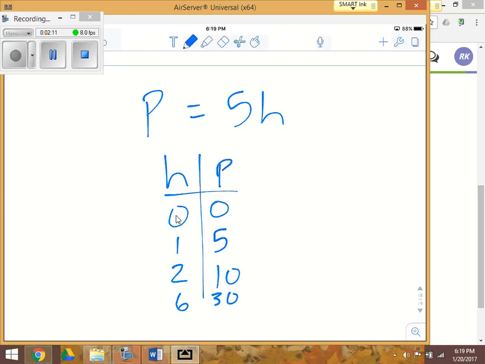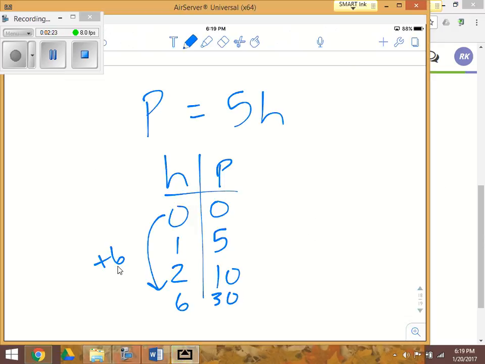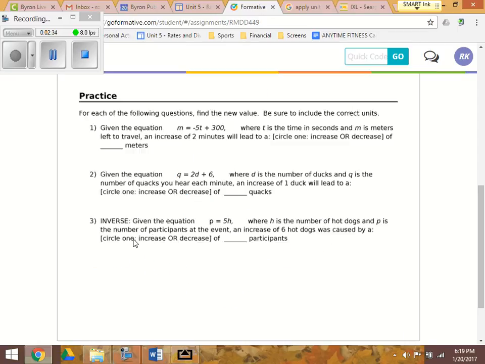Okay. So from 0 to 6, we have an increase of 6 hot dogs. That is what the problem talked about, an increase of 6 hot dogs. From 0 to 6 is an increase of 6. So from 0 to 30, that's an increase of 30 participants. So that's going to be our answer here. So we've got an increase. So an increase of 6 hot dogs is an increase of 30 participants.